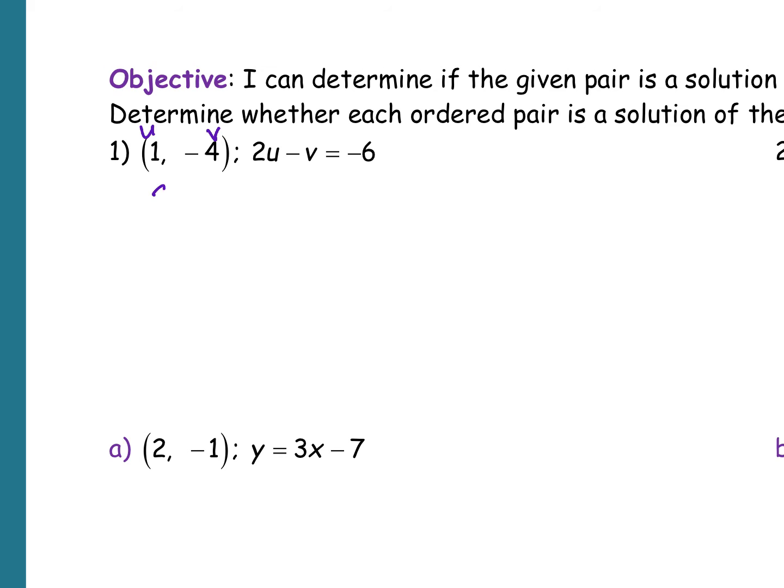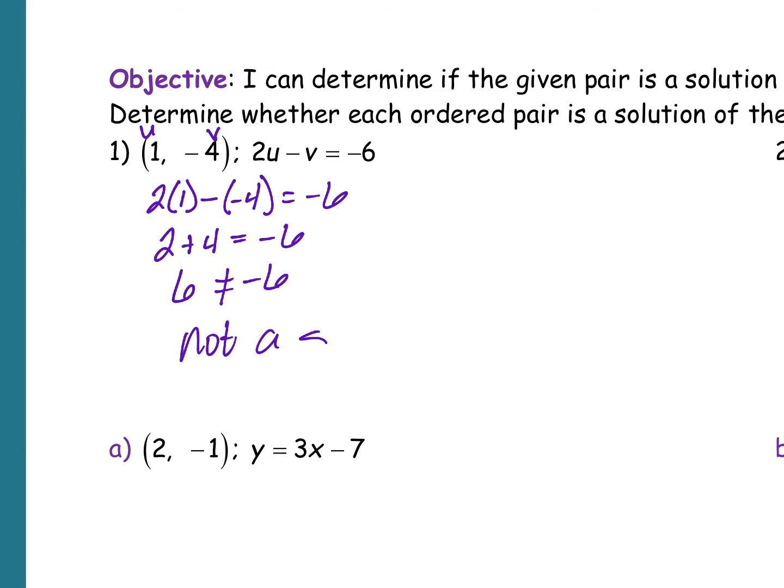So how I do that is I'm going to do 2 times U, which is 1, minus a negative 4, which is V, should equal negative 6. So it's 2 times 1, and then minus a negative 4 is what? Plus 4, beautiful, equals negative 6. And 2 plus 4 is? 6. Does 6 equal negative 6? No. So not a solution. That's it. And since it says I have to determine whether it's a solution, I actually have to state whether it's a solution or not.